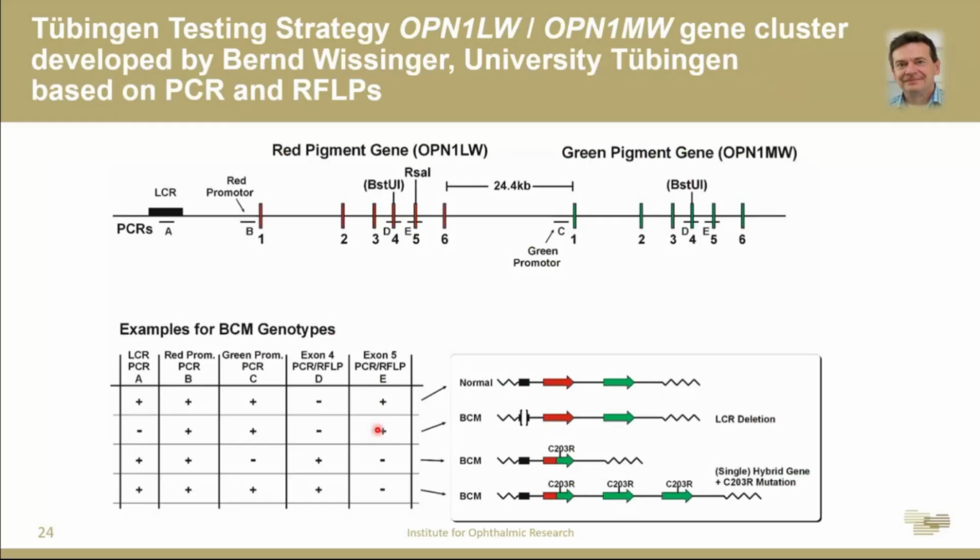But coming back to our setup in Tübingen, Bernd Wissinger was very fascinated by the opsin gene cluster very early on in his research career, and he already established in the 1990s a PCR, RFLP and Sanger sequencing-based approach, with which we have since then tested the patients that are entrusted to our lab.